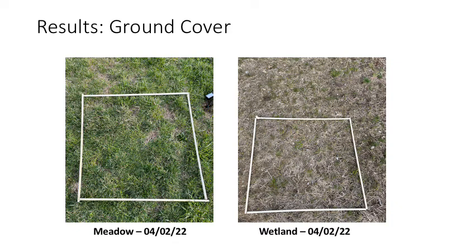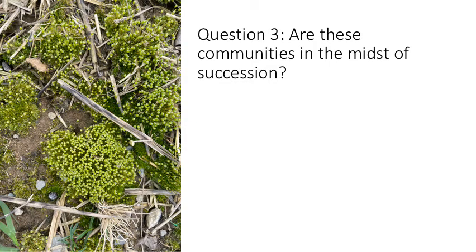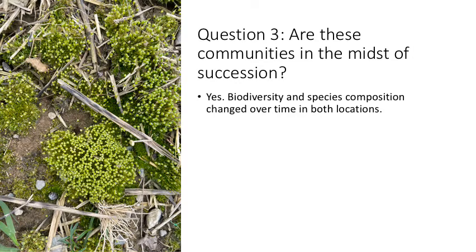These pictures were taken on the last day of observation and demonstrate the difference between the two areas effectively. The meadow on the left looks lush, full, and green, whereas vegetation in the wetland is still pretty sparse. To answer my third question, are these communities in the midst of succession, my results indicated that yes, biodiversity and species composition changed over time in both locations.